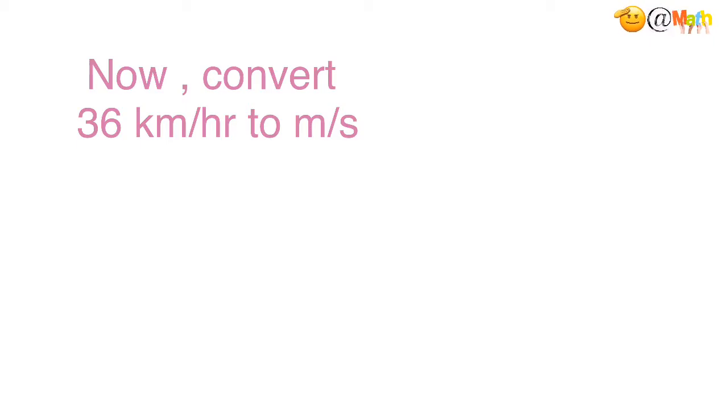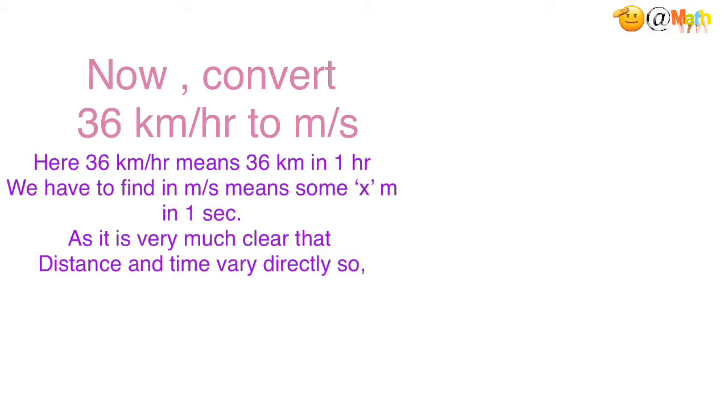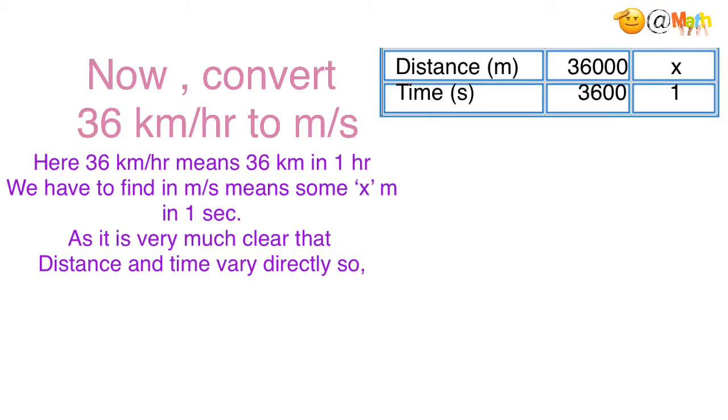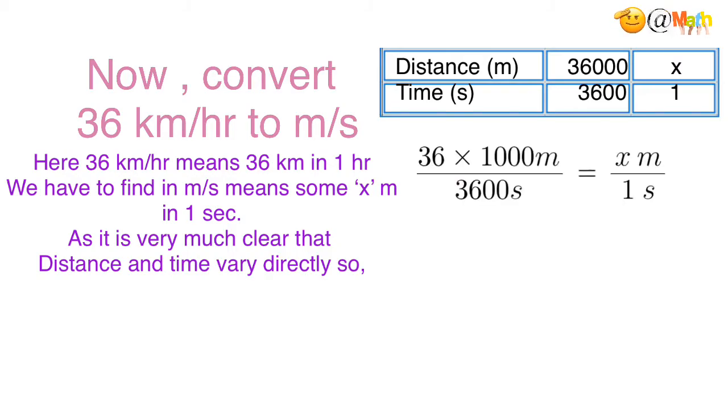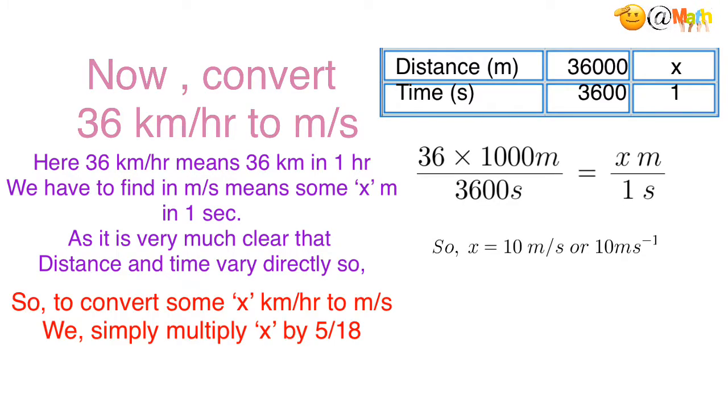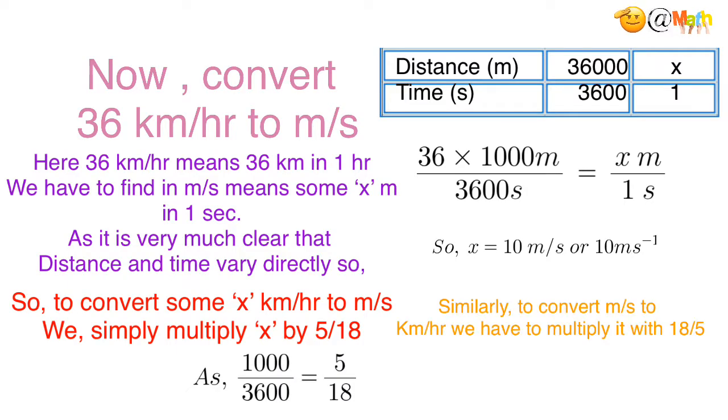Now convert 36 km per hour to meter per second. Here 36 km per hour means 36 km in 1 hour. We have to find in meter per second, which means x meter in 1 second. And it is very much clear that distance and time vary directly, so let us make a table and find the value of x. We have x is equal to 10 meter per second.